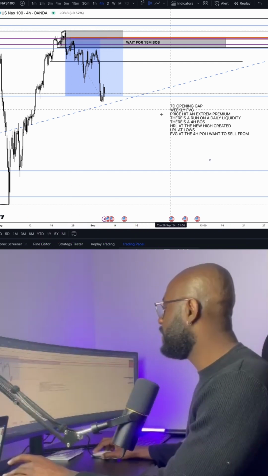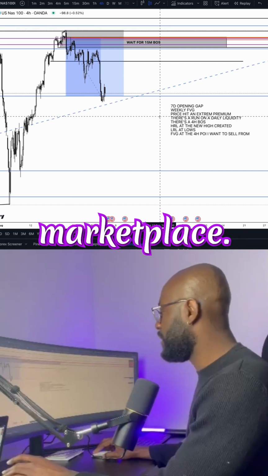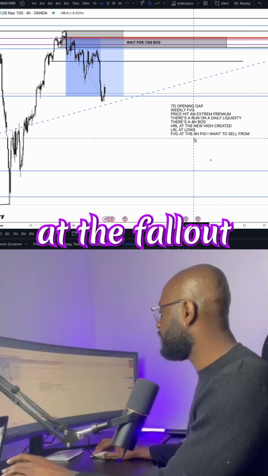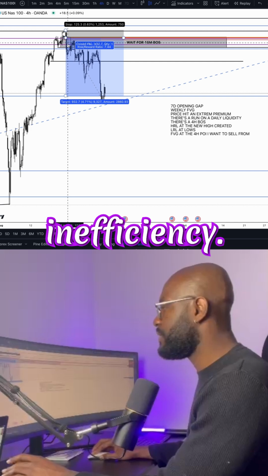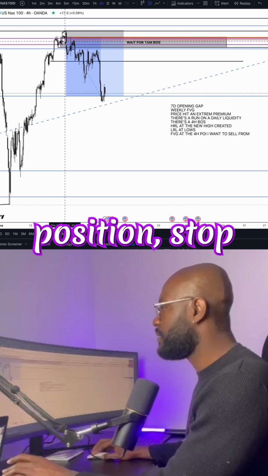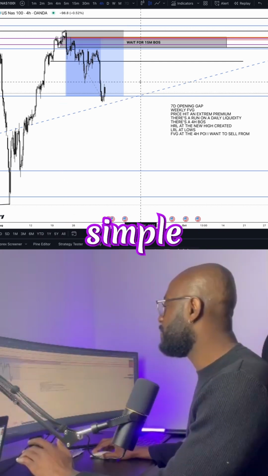So you can see the things that I'm looking out for in the marketplace. And there's a fair value gap at the 4-hour point of interest I want to sell from. You can see the fair value gap, the inefficiency. That is my entry position. Stop loss right here. So this is a very simple process.